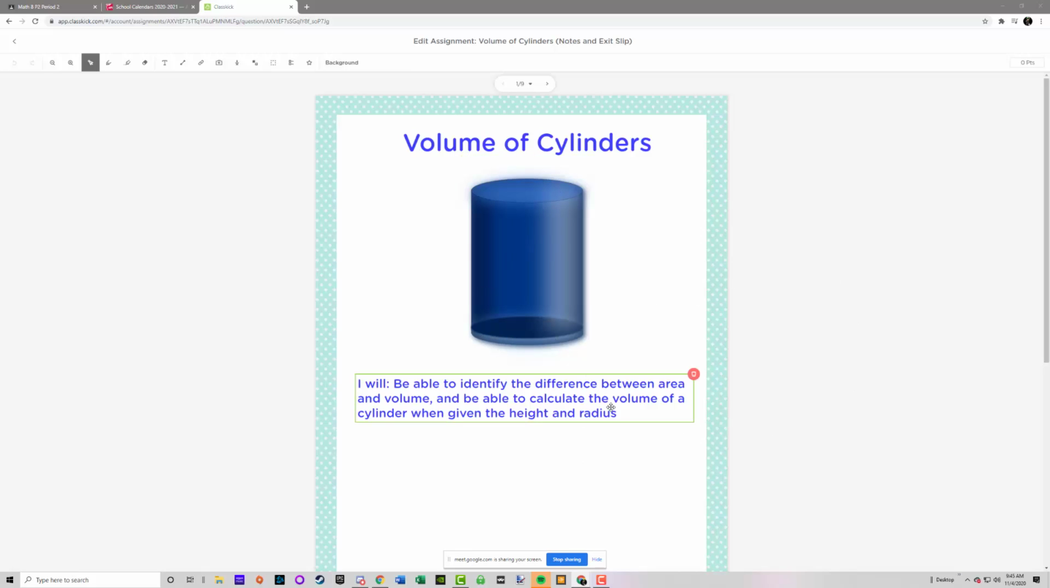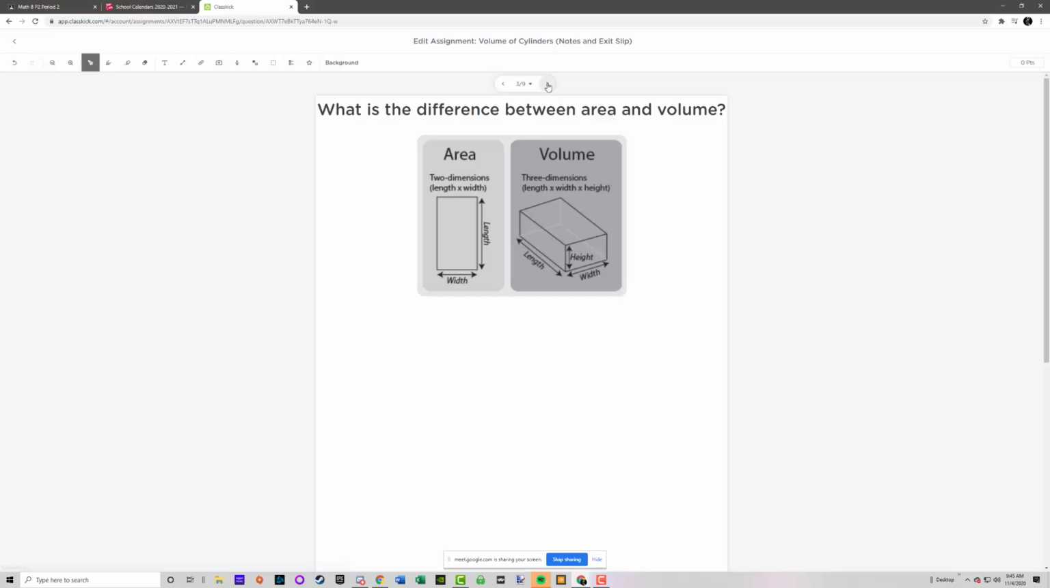By the end of this lecture, I need you to be able to identify the difference between area and volume, and obviously, I need you to be able to calculate the volume of a cylinder when given the height and the radius. Alright, so, have we heard the terms area and volume before at some point?